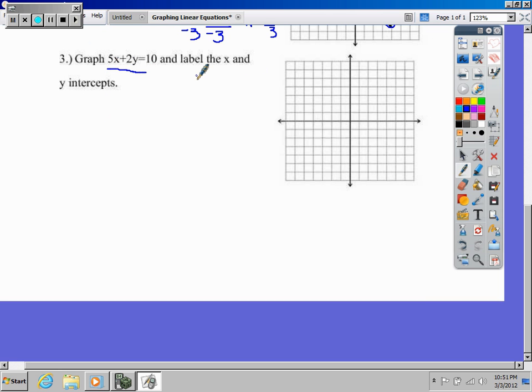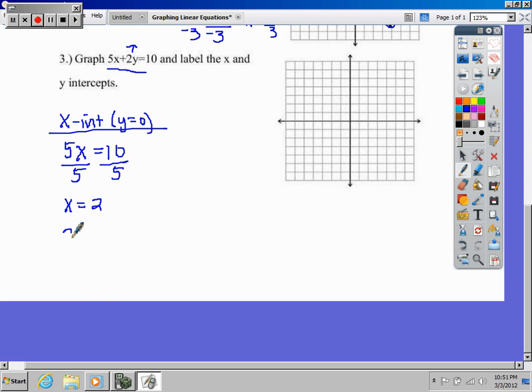So for this one, it might be best to get the x and y-intercept first. So to come up with my x-intercept, I'm simply going to put y to be equal to 0. So I'm going to replace the y to be 0, so that gets me 5x equals 10. Divide by 5. So I find out that x would have to equal 2. So my x-intercept is located at (2, 0). I plot that point. Then I look for the y-intercept.